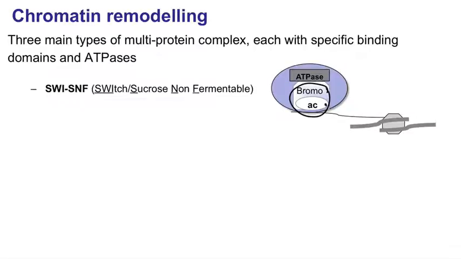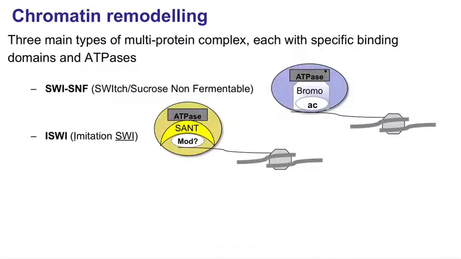It has this bromo domain recognising the acetylated histone, and in addition to this has, of course, the ATPase domain. The second class that we'll talk about is the I-SWI, or imitation SWI. So, of course, by its name you can imagine when it was described, they thought this looks a bit like a SWI-SNF, but not quite. In this case, it contains a Sant domain. And we don't yet know exactly what a Sant domain recognises, except that it appears to recognise a modified histone tail, and of course also has the ATPase subunit.